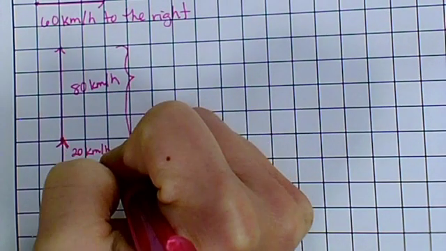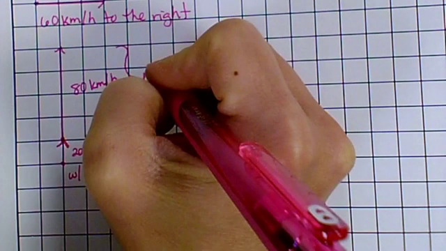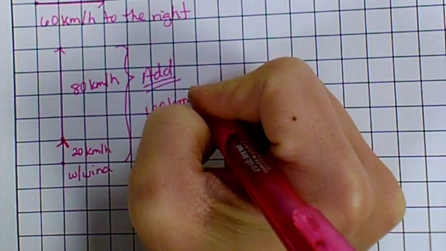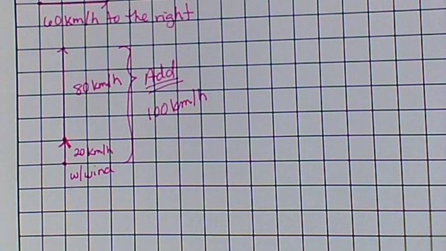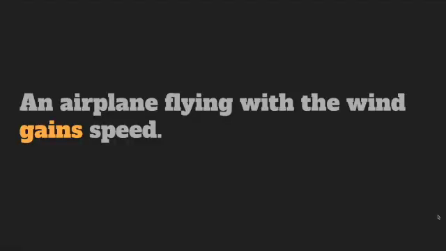So what I can do is, if this is with the wind, I can add these. The plane actually gets a boost with the wind, and maybe you know this from experience. So I add these, and relative to the ground, the plane is actually flying with a velocity of 100 kilometers per hour. And we can see this from our example. We can experience this on a plane. If the plane is flying with the wind, it will take it less time to travel because it's traveling faster. As we saw from our problem, an airplane flying with the wind gains speed.